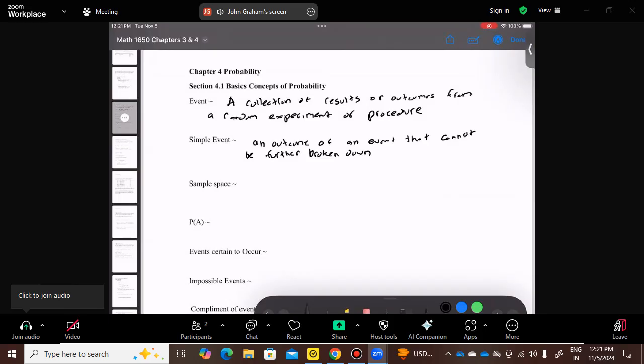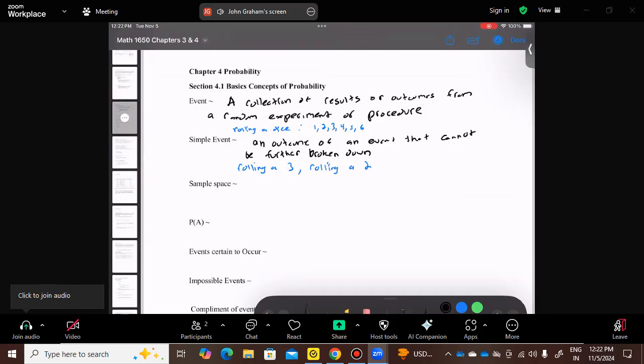Right, so let's do a couple of examples for each. An event would be rolling a die, and your outcomes are you can roll a 1, a 2, a 3, a 4, a 5, a 6. A simple event is rolling a 3, or another simple event is rolling a 2. Something that has a specific outcome.